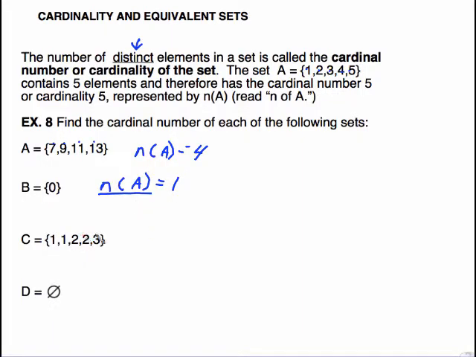You look at this and go, oh, I see 5 things sitting there. But remember that word distinct. We don't really need to repeat the 1. We don't need to repeat that 2. So how many distinct elements are here? 3. Set D is the empty set. How many elements are in the empty set? None. So its cardinality is 0.